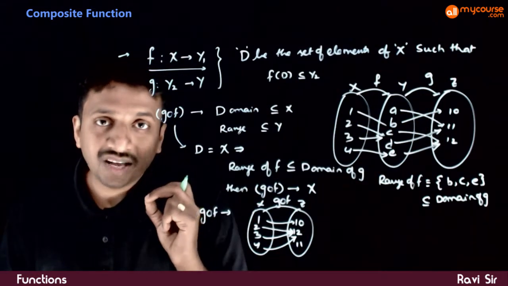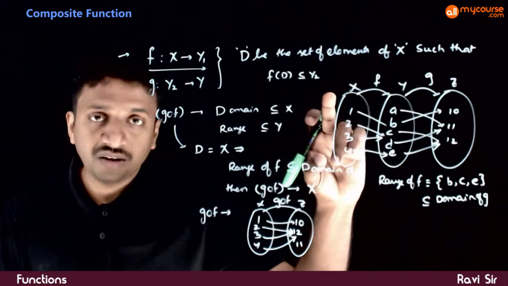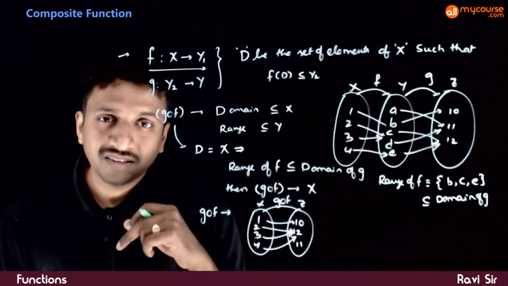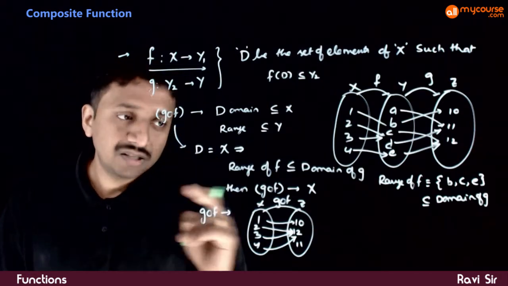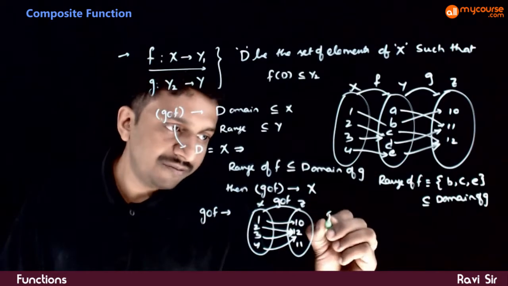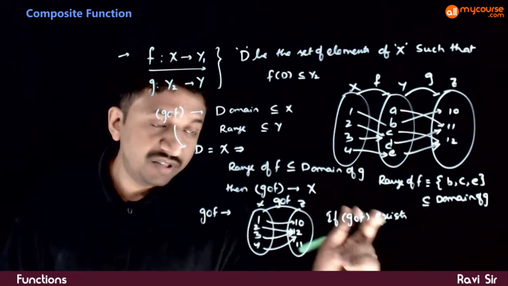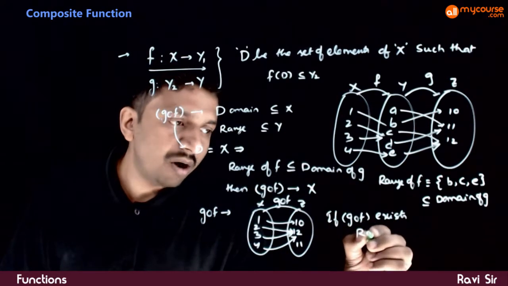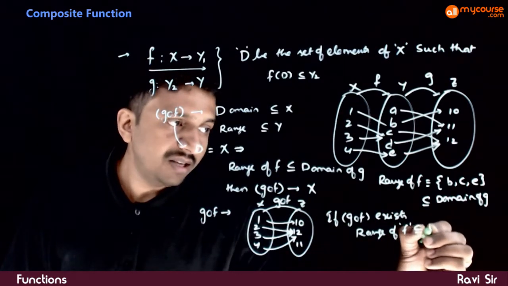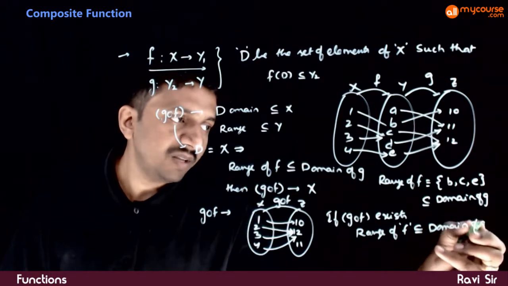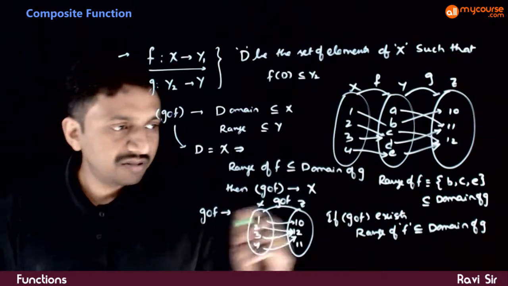And if the function has to be defined on the set X, then the range of F has to be a subset of the domain of G. So this is a very standard condition. If GOF exists, then the range of F has to be a subset of the domain of G. Then GOF exists on the domain of F. So this is a very important condition.